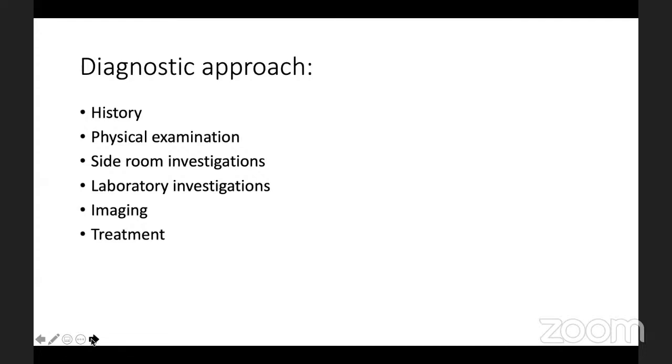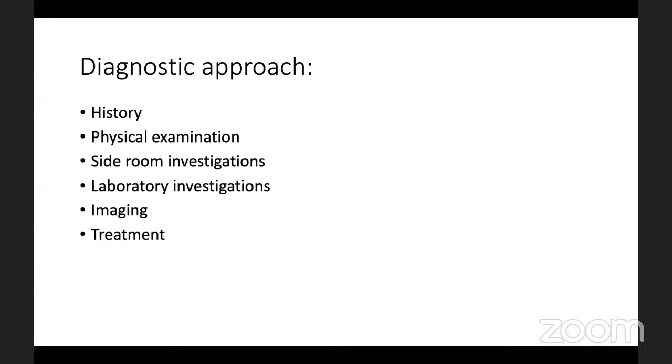So diagnostic approach. History is very important on all the patients we see, irrespective of what they present with. Then we need to do a physical examination. We need to do side room investigations, laboratory investigations, do imaging, and have a plan for treatment before referral of the patient. Or if there will probably be a need to refer, but if not, we should have covered all these that I've mentioned here.